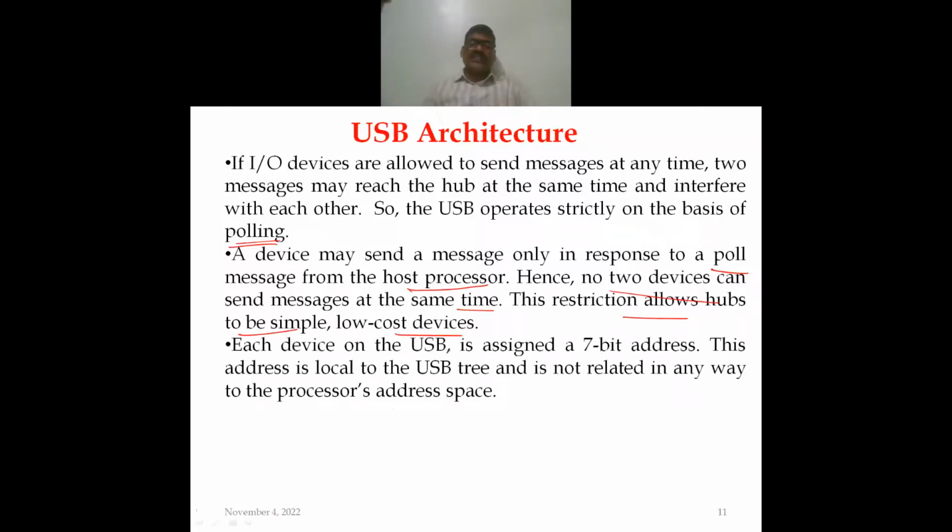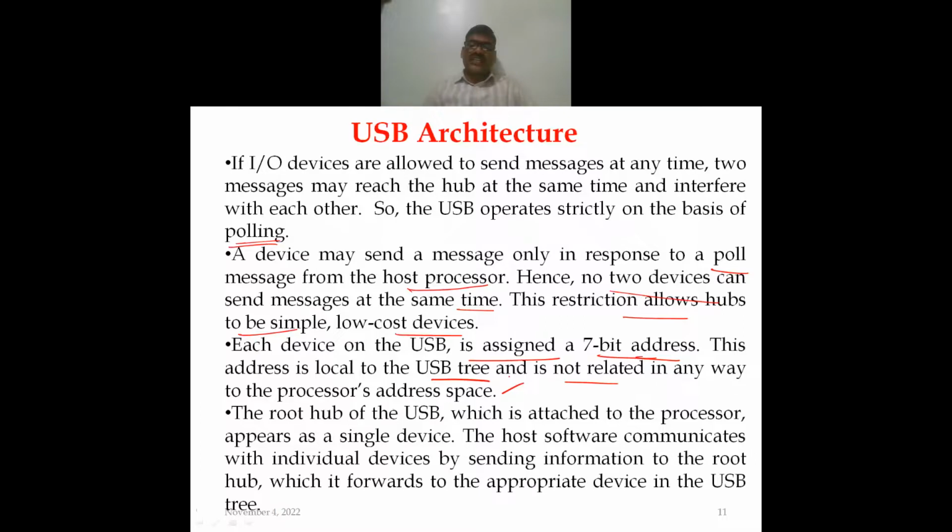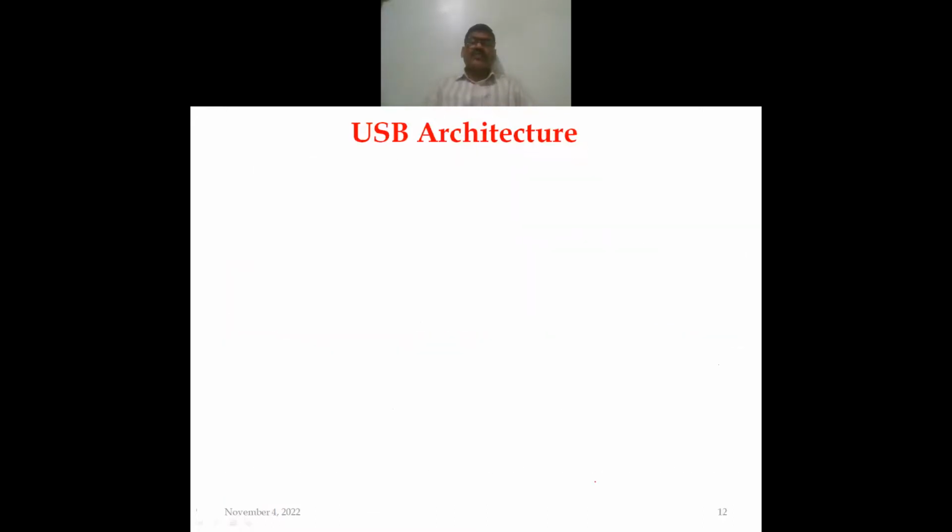Each device on the USB is assigned a 7-bit address. This address is local to the USB tree and is not related in any way to the processor address space. Fine. Every IO device which is connected will be assigned a 7-bit address. The root hub of the USB, which is attached to the processor, appears as a single device. So the host software communicates with individual devices by sending information to the root hub, which forwards it to the appropriate device in the USB tree.